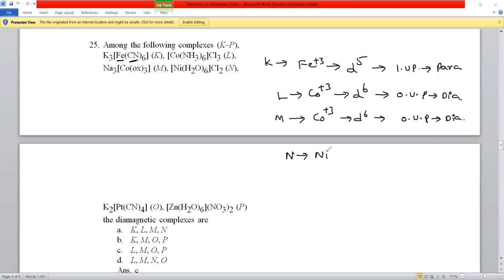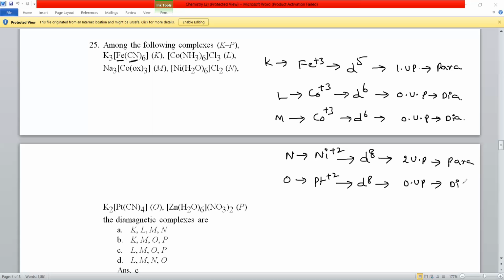Oxidation state of nickel is +2, and +2 state means d8 electron configuration. It's a weak field ligand, so we're getting 2 unpaired electrons. It should be paramagnetic. Again, they have given complex O. In complex O, platinum is there. Platinum is in the +2 state, so d8 will come here. It's completely paired, so zero unpaired electrons. Why? Because cyanide is a strong field ligand. So we can take it as a diamagnetic complex.